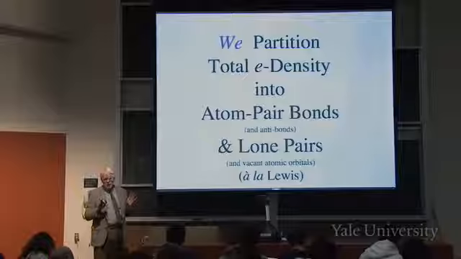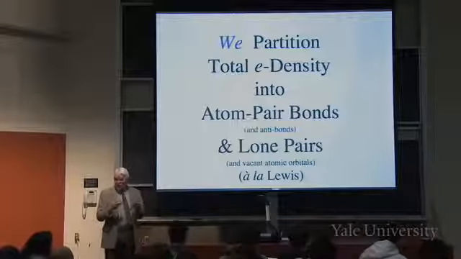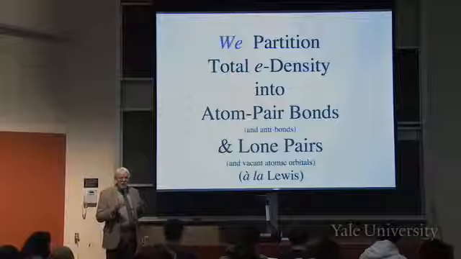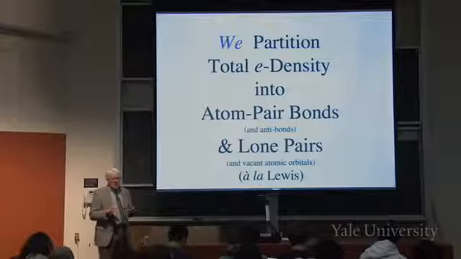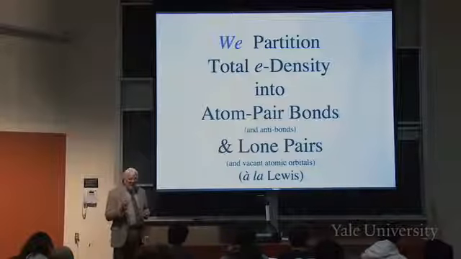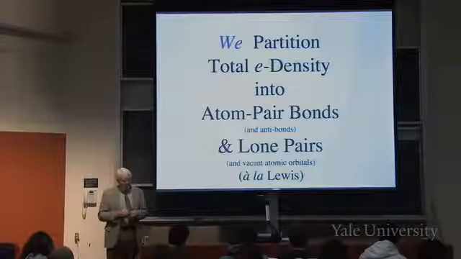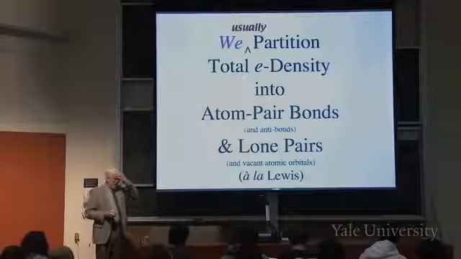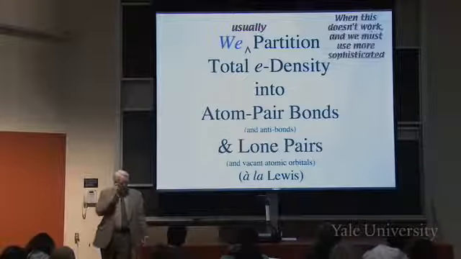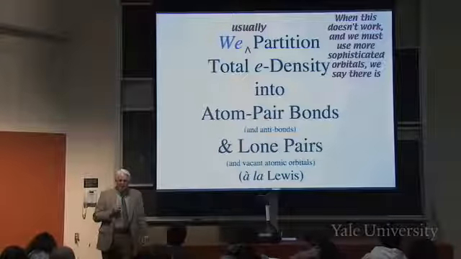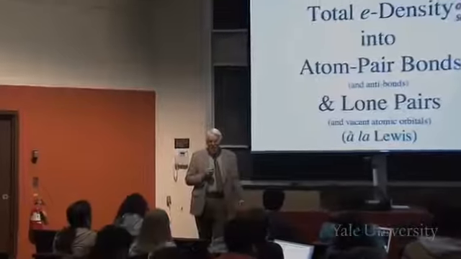Okay, now that's how the computer does it, right? And you can get good numbers out of the computer, like the energy of the molecule or the shape of the molecule, where the nuclei would like to be to minimize the energy. That's fine, but for understanding, it's not so good. What we want to do as chemists to understand it is to partition the total electron density not into these molecular orbitals, but into atom pair bonds, right? And anti-bonds, as you'll see, and lone pairs, the same stuff Lewis talked about. Okay, we usually do this, but sometimes it doesn't work. And when doesn't it work? When it doesn't work, we must use more sophisticated orbitals, where we say there is a certain phenomenon going on. You know what that phenomenon is? When we can't use localized bonds?